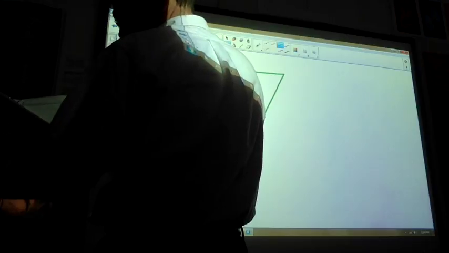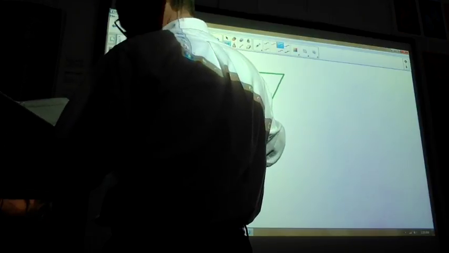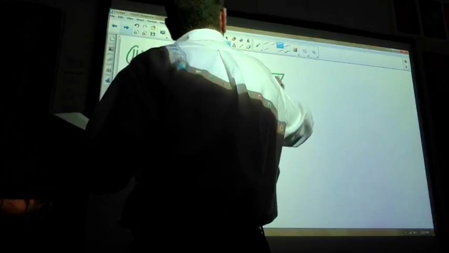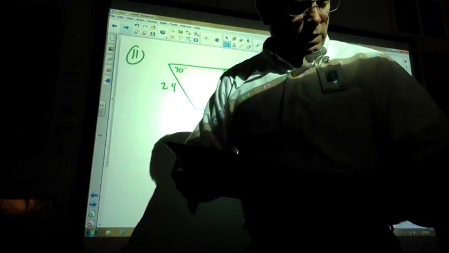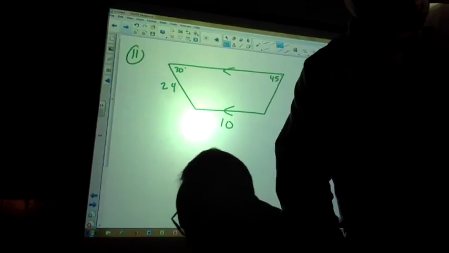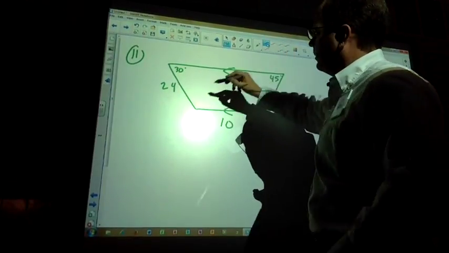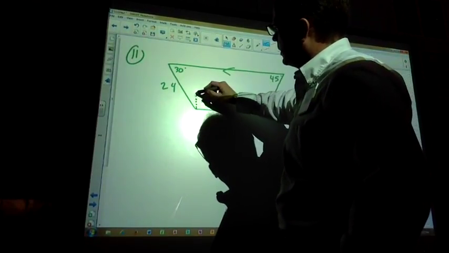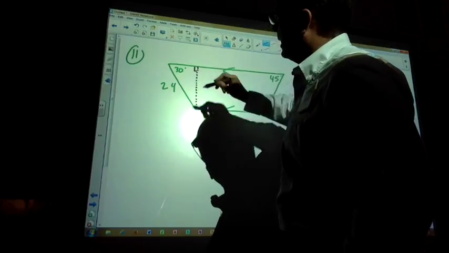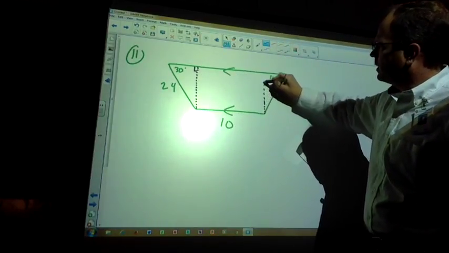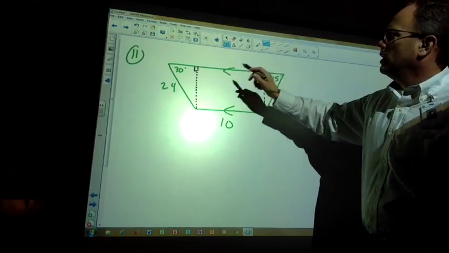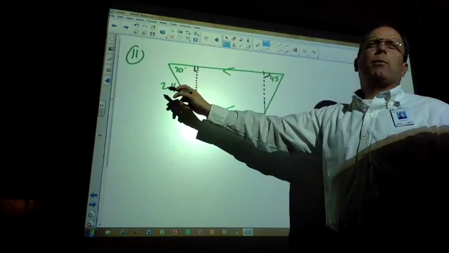So 30, that's 24, 10, that's 45. So we want to find the perimeter. So I'm going to do the similar type of thing where that's a height, and then I also have a height here. Okay, those heights will be the same. Opposite of 30, we don't know, but we know the hypotenuse.